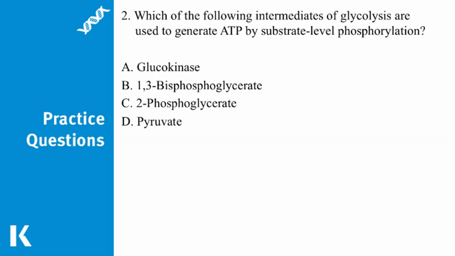Our next question is asking about the glycolysis intermediates involved in substrate-level phosphorylation of ADP. The answer to this one should be B. 1,3-bisphosphoglycerate is used to generate ATP with the help of 3-phosphoglycerate kinase. Please note here that phosphoenol pyruvate would also have been a correct answer if it had been offered.